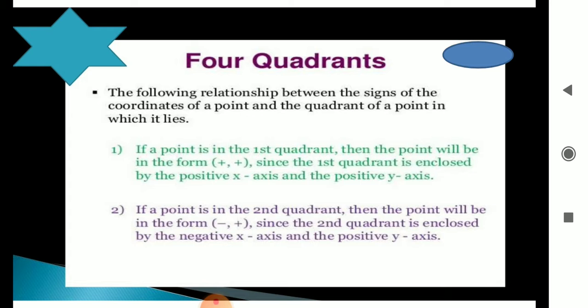Now the four quadrants. The following is the relationship between the signs of the coordinates of a point and the quadrant in which it lies. First, if a point is in the first quadrant, then the point will be in the form plus comma plus, since the first quadrant is enclosed by the positive x-axis and the positive y-axis. Similarly, if a point is in the second quadrant, then the point will be in the form minus comma plus, since the second quadrant is enclosed by the negative x-axis and the positive y-axis.